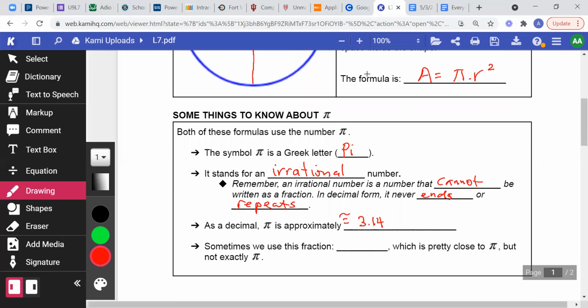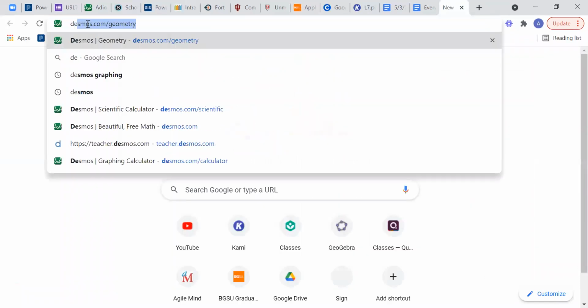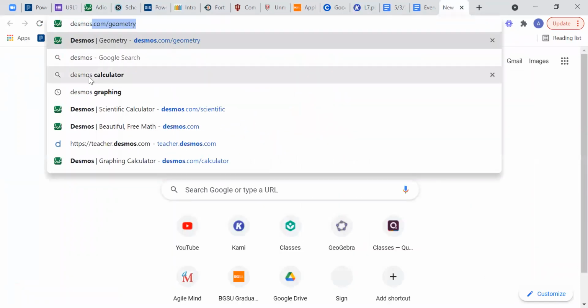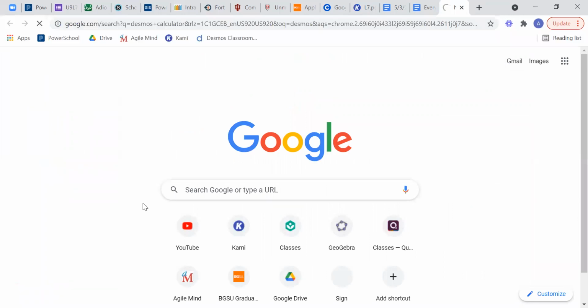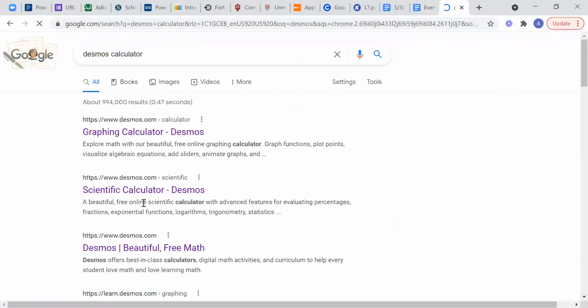And sometimes people usually use 22/7 to approximate pi because pi is 3.14. So if I open the Desmos calculator, come on.